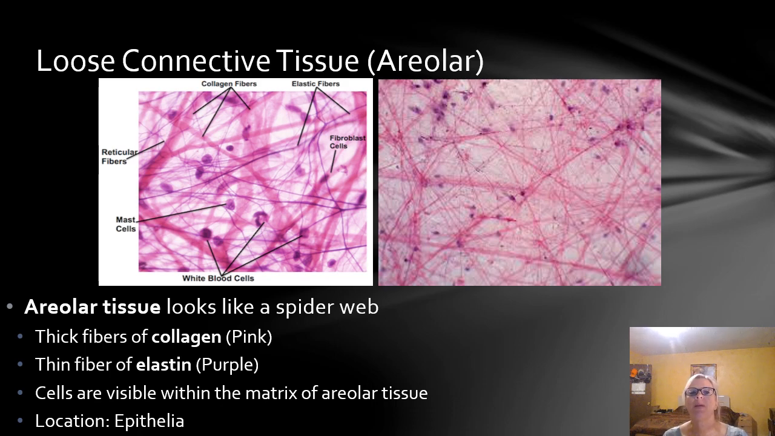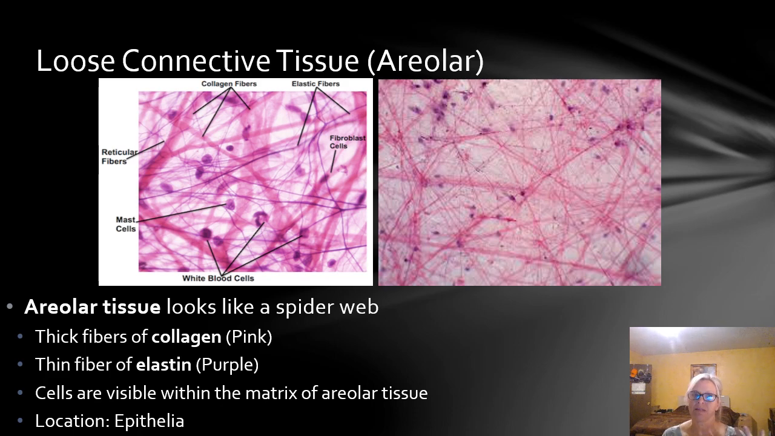You've got thick pink fibers, and these are collagen, or we can sometimes say collagenous, all right? So the thick fibers that are more pinkish, these are going to be collagen. Then we also have some thinner fibers over here. Look on the left, you can really see the distinction of elastin, and they're more purplish, they're darker, okay?